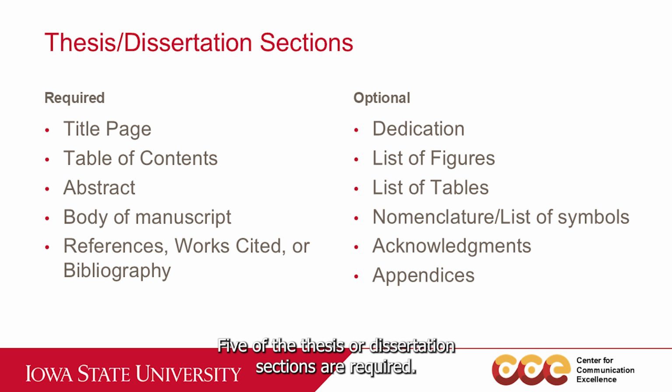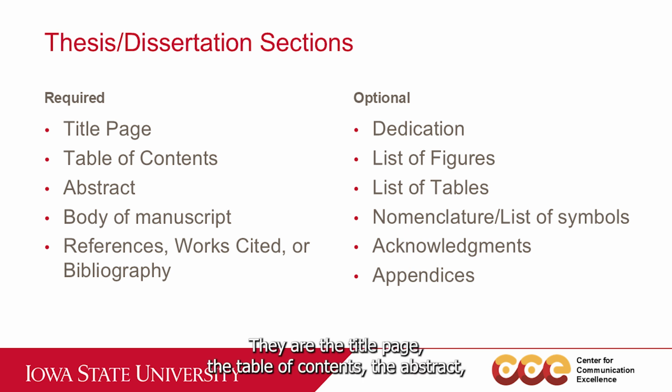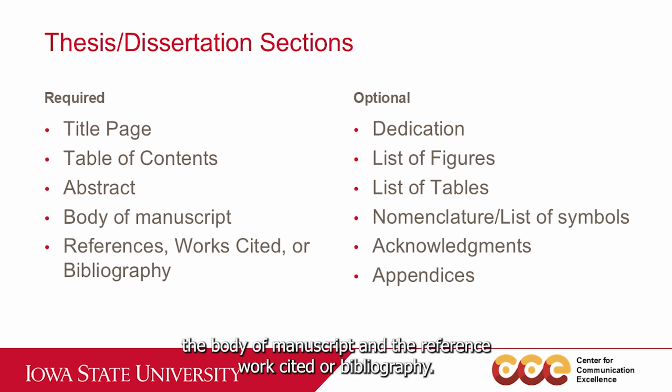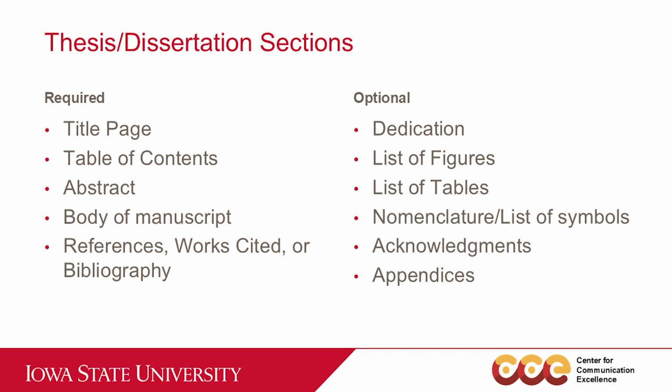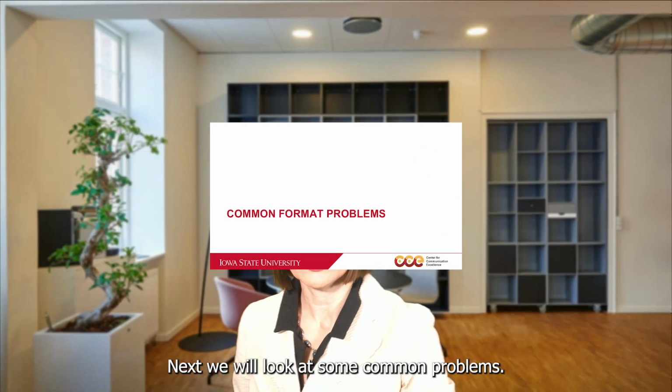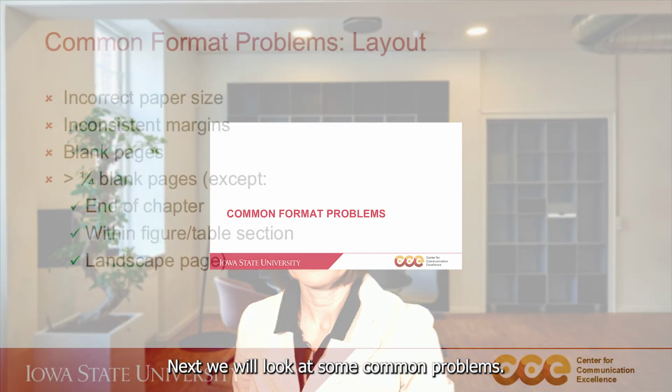5 of the thesis or dissertation sections are required. They are the title page, the table of contents, the abstract, the body of manuscript, and the reference, works cited, or bibliography. All other parts are optional, including the dedication, list of figures, list of tables, list of symbols or nomenclature, acknowledgments, and appendices. Next, we will look at some common problems.